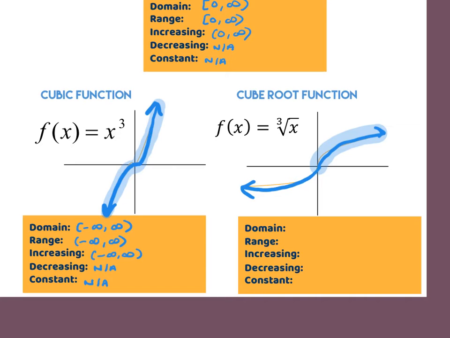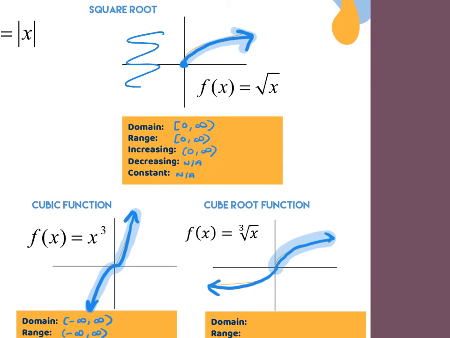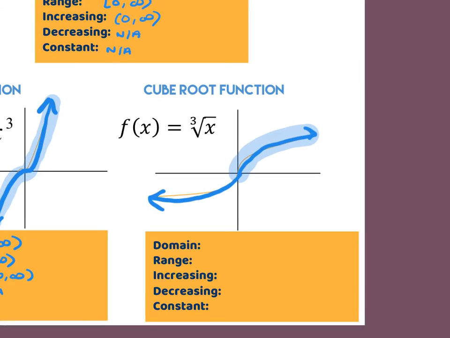Same thing with a cube root. Like a square root, we can't take the square root of a negative number, so that's why none of this part of my graph exists. But a cube root, you can take the cube root of a negative number, so that's why the arrows point both directions. Domain would be all real numbers again, negative infinity to positive infinity. Range, also all real numbers because it points down and points up. And again, it is increasing. So it starts low and it works its way up, increasing negative infinity to positive infinity. And then no decreasing and no constant. So when doing cubic and cube root, we shouldn't get brackets? No, because there's no solid point to start and stop it.